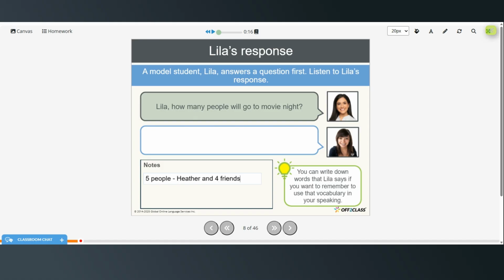Okay, so you can write down words that Leela says if you want to remember to use that vocabulary when it's your turn to speak.